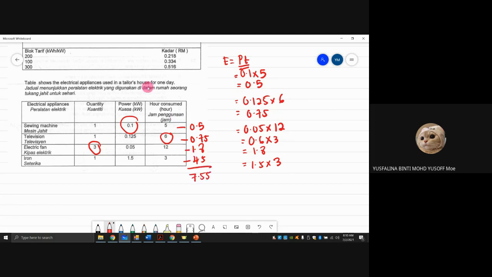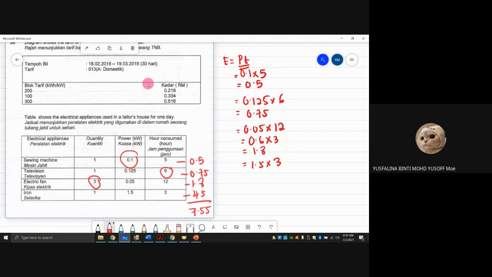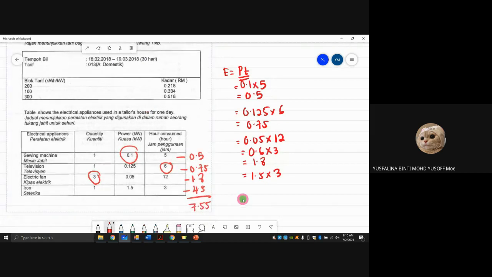7.55 is actually for 1 day, and this one is 30 days. So 7.55 you have to multiply with 30. You will get 226.5 kilowatt hour. So this is the energy that is used in 1 month.